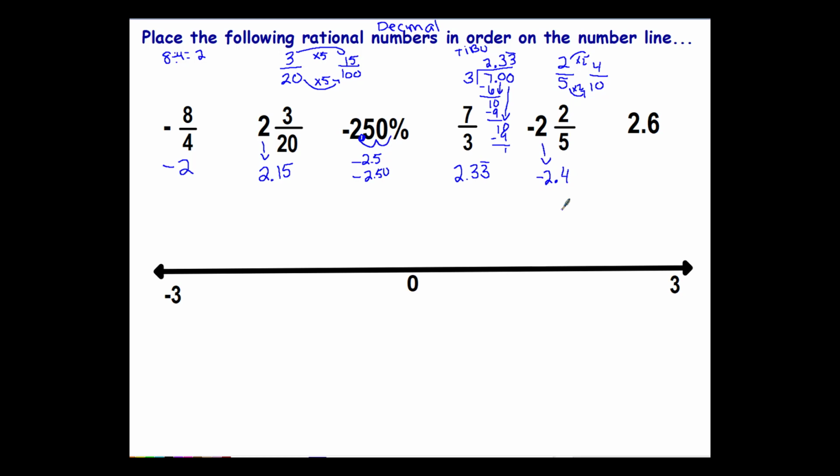And finally, 2.6 or 2 and 6 tenths is already in decimal form, so I don't have to do anything to that. Okay, now we're going to place it on the number line.